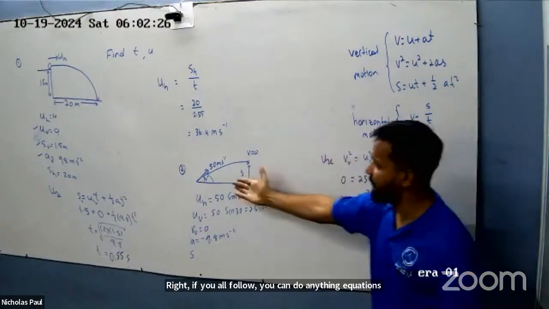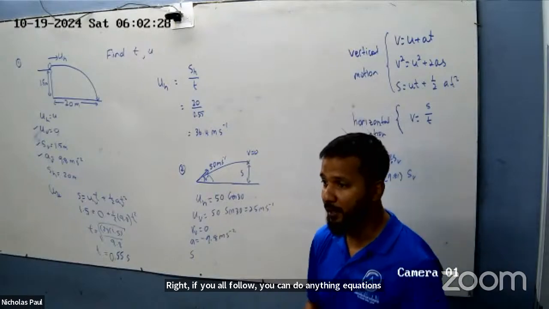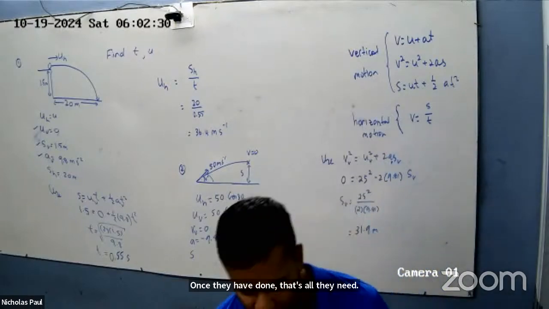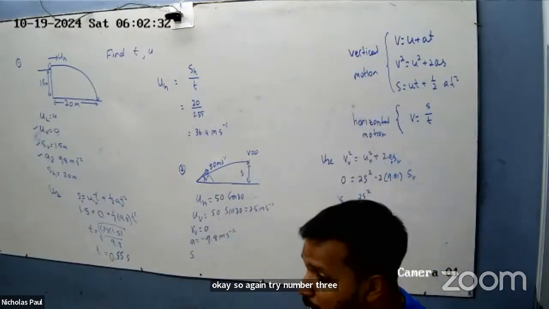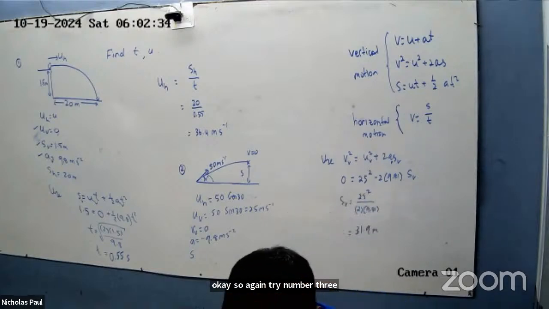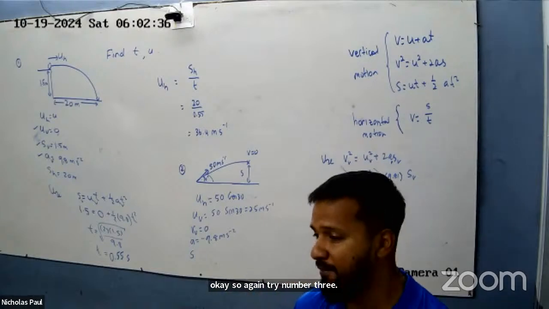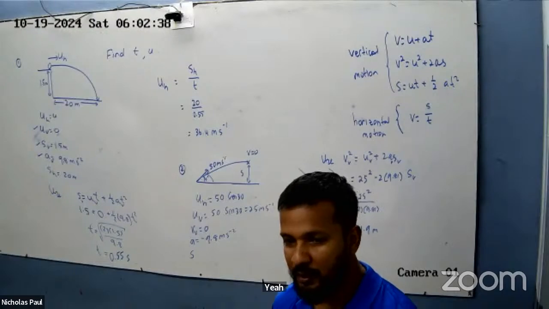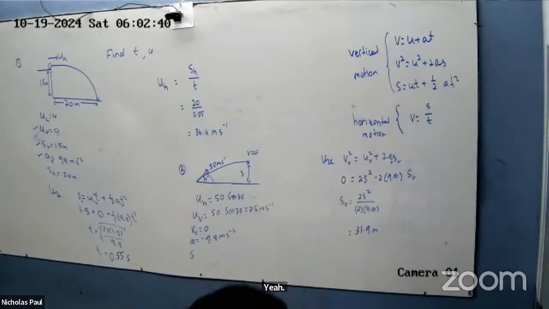Right? So you all follow, you can do anything with these equations of motion. Once you have that, that's all you need. Okay? Go again, try number 3. After number 3, we're going to have number 4. I'll really go from 5 and then 6 and 10. So do number 4.